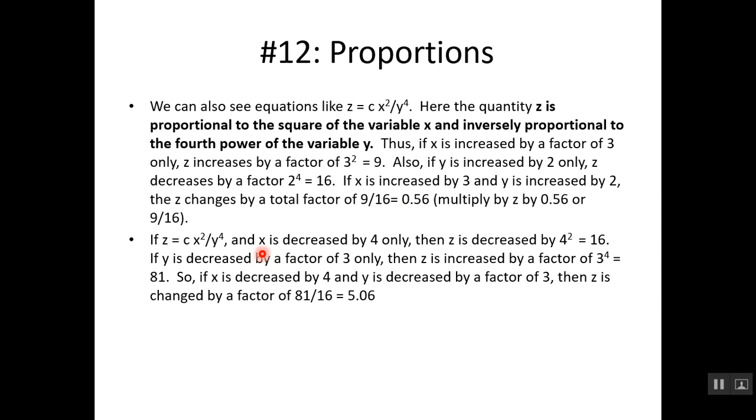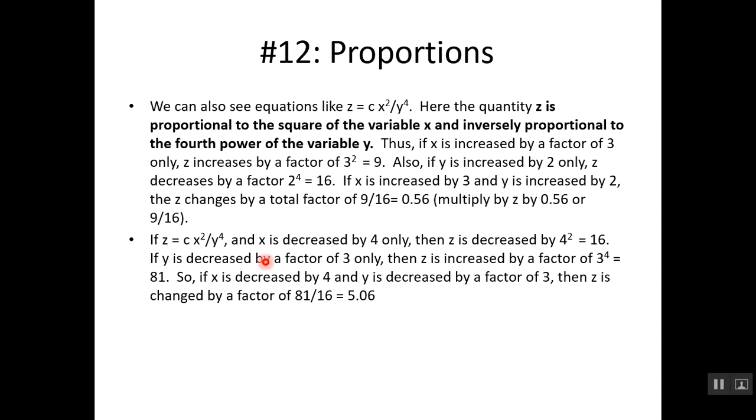Then we'll do more in the notes, too. There's some more examples in the notes. Okay, so suppose it's the same thing, but this time we're decreasing x first by 4. So once again, x and z are proportional, meaning that if you decrease x, z goes down as well. But it doesn't just go down by 4, it goes down by 4 squared. So 4 squared is 16. So just decreasing x by 4 decreases z by 16 by itself.